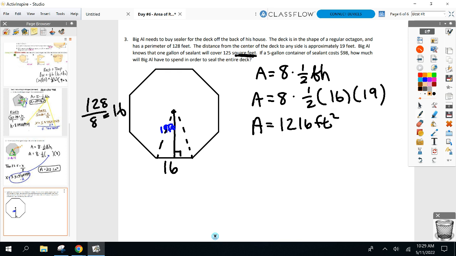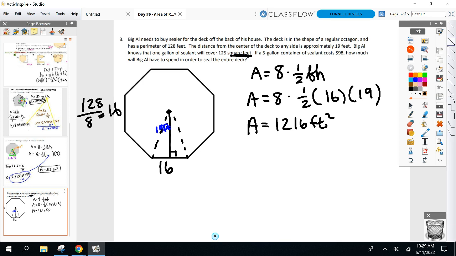That was the easiest part of the problem, was finding the area. 1,216 square feet. All right, you ready to help Big Al in the buckets of sealant?